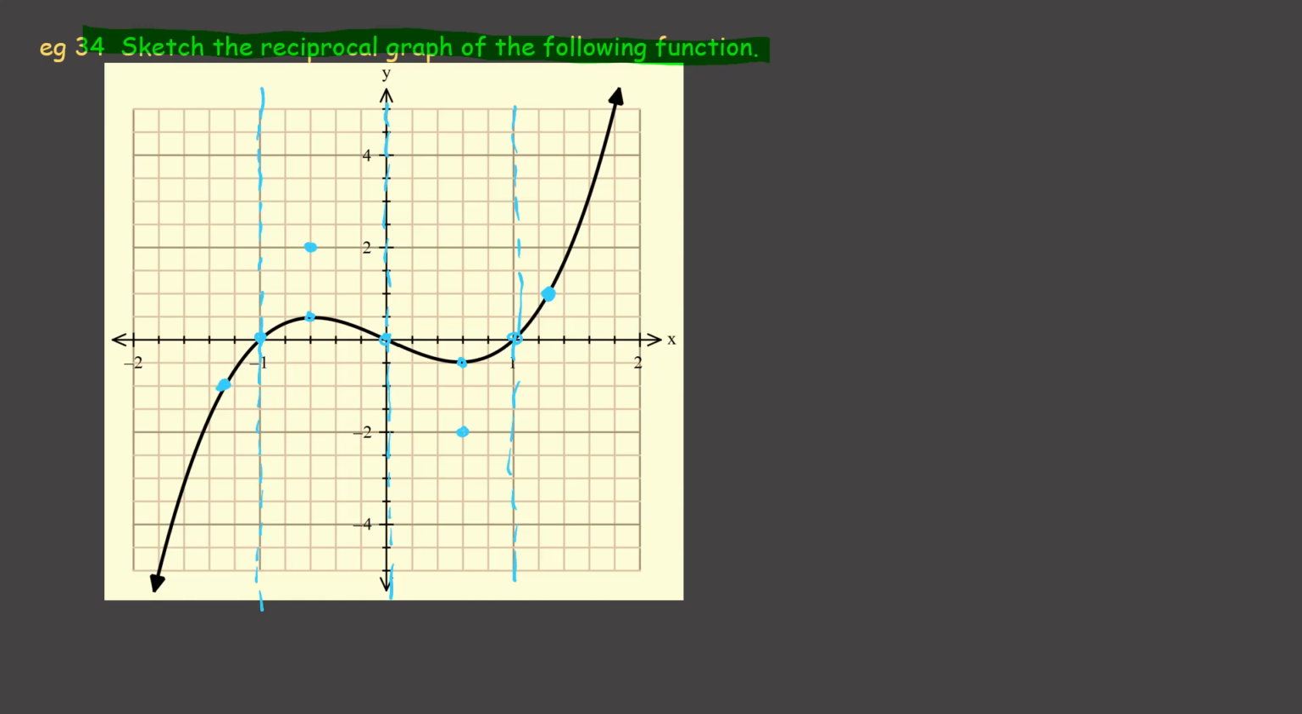And I think we're now in a position to draw it. It's got to come in through the asymptote like that. It's going to curve over there and go off down there. This is going to come down through there and off in that direction.